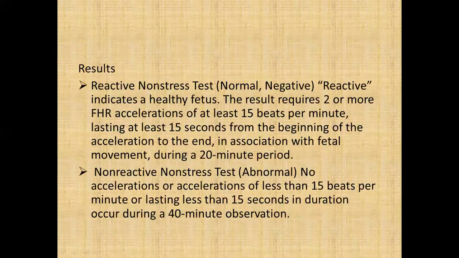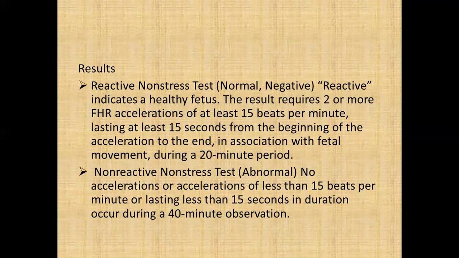Let's look at the outcome, what the NCLEX wants us to know regarding the non-stress test. The outcome is two. Either there is an increase in fetal heart rate in response to fetal activity during the procedure, or the fetal heart rate remains the same. The first result we term normal, or negative, or a reactive non-stress test. So wherever you see a reactive non-stress test, it is a normal non-stress test, and it is negative.